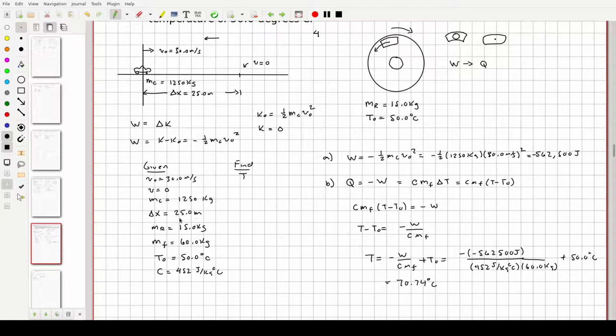3 sig figs here, 3 here, 3 here, 3 there. So it looks like my final temperature here is 70.7 degrees Celsius. And how much work was done? Well, again, if I adhere to 3 sig figs, it would be minus 563,000 joules. Okay.